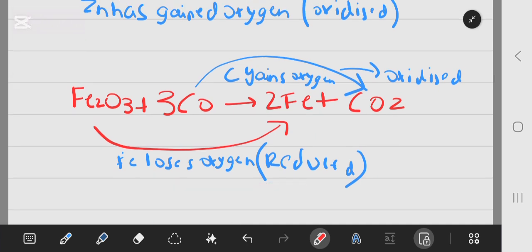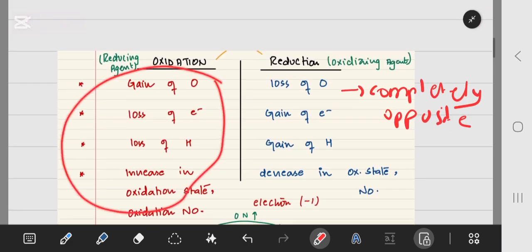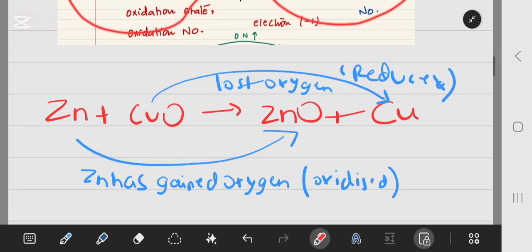I would want you to remember that they are both processes, and reduction does not mean that the element is reducing in quantity. It does not mean that. It just means that it's losing something, and that something is one of these things. Okay, like I have told you earlier, right?